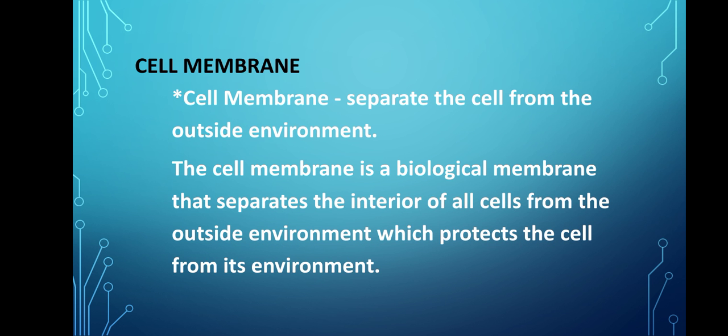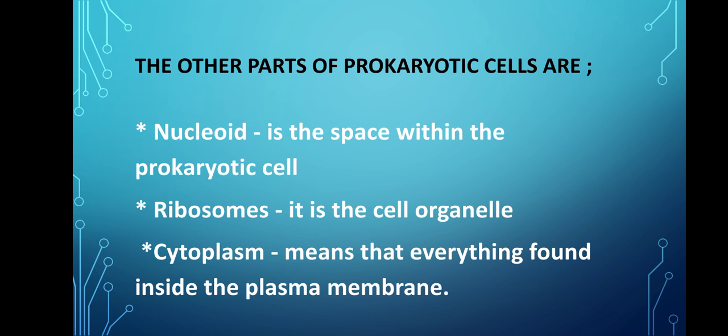A cell membrane separates the cells from the outside environment. A cell membrane is a biological membrane that separates the interior of all the cells from the outside environment, which protects the cells from their environment.